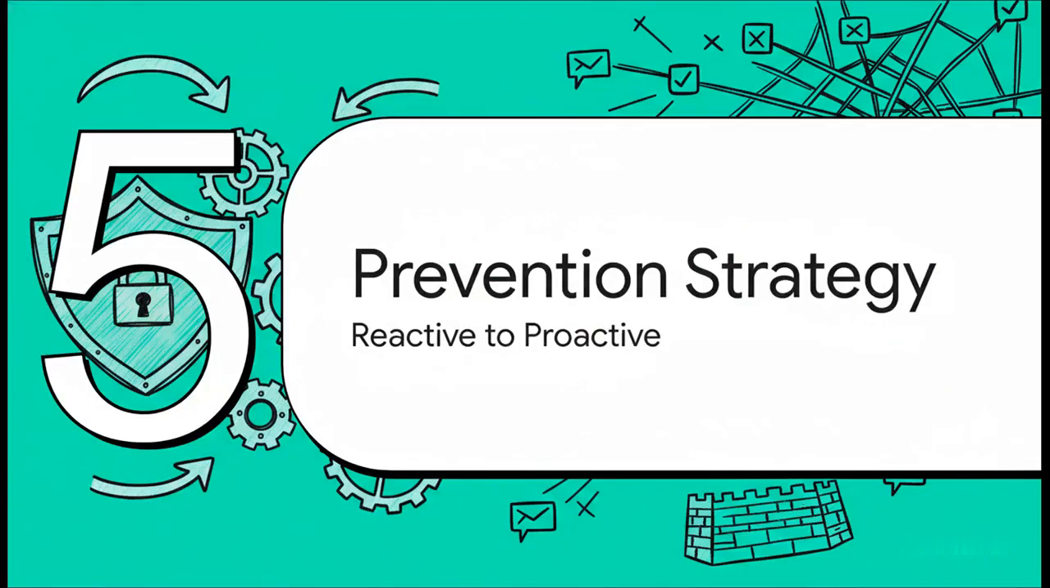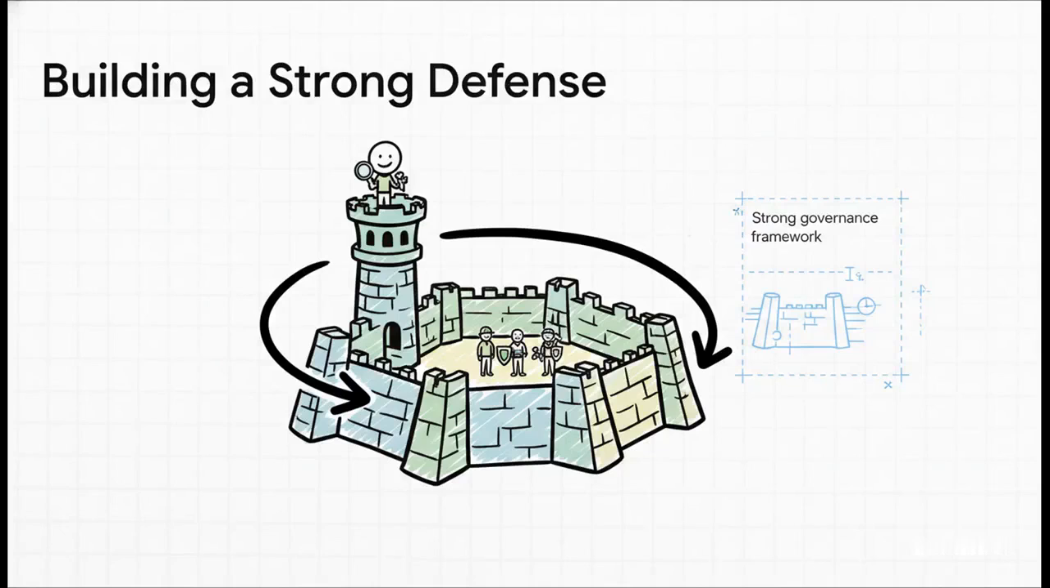Fixing the problem after it happens is one thing, but preventing it from ever happening again, that's the real prize. This is where we shift our thinking from being reactive to being proactive, from playing defense to playing offense. So how do you build a fortress around your customer data that's basically impenetrable to errors like 9607?